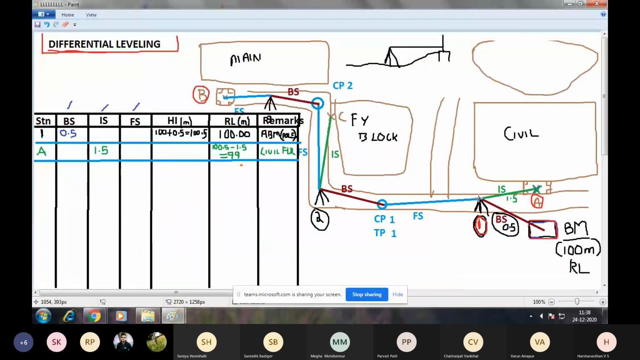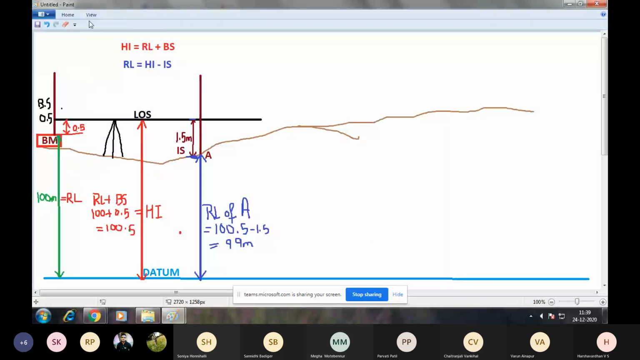Next, I have to find the difference in elevation between point A and point B. I have already taken a staff reading on point A. Now from instrument station 1, I cannot see point B, so I have to shift the instrument. Before I shift the instrument, I'll select a change point and name it change point 1. I'll keep the staff on the change point and take a staff reading.